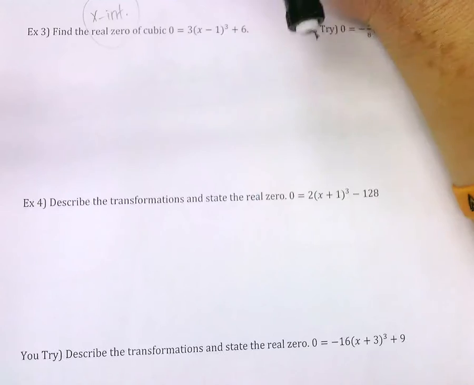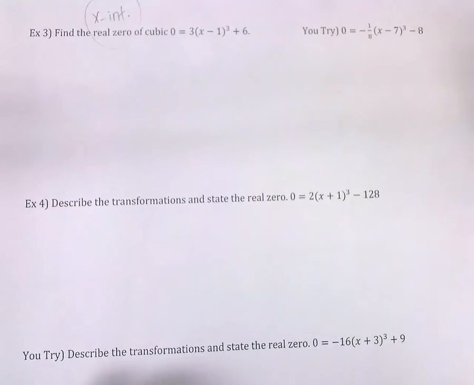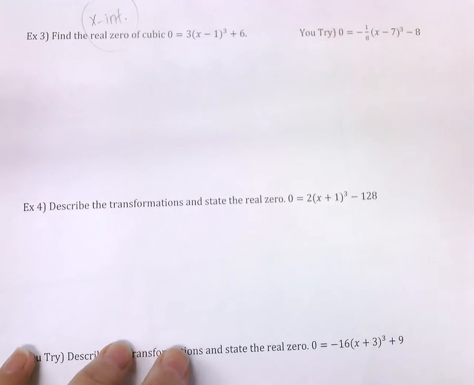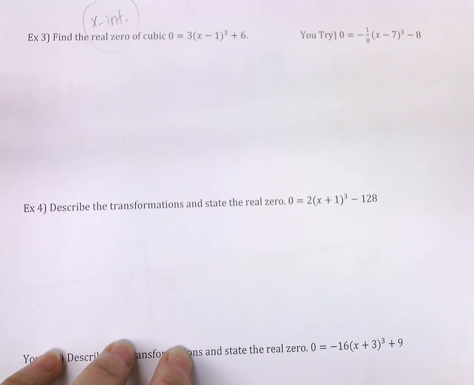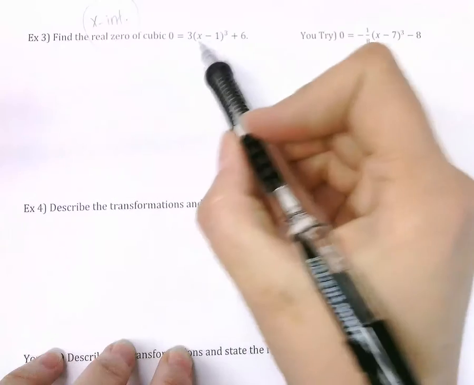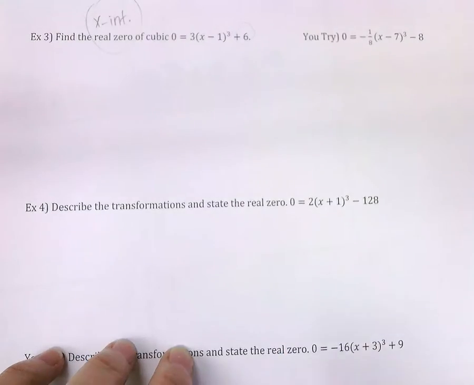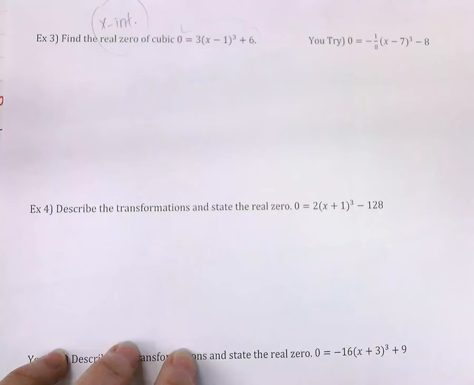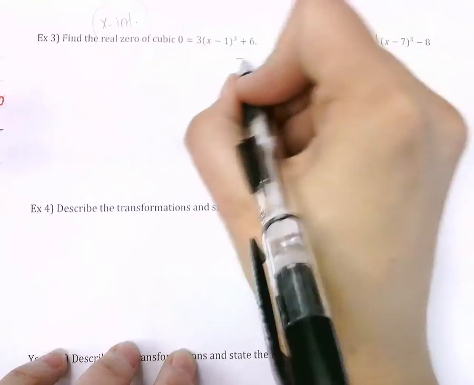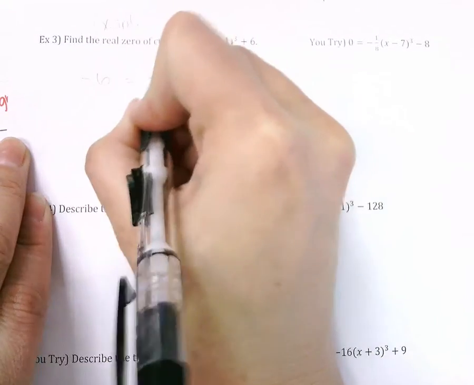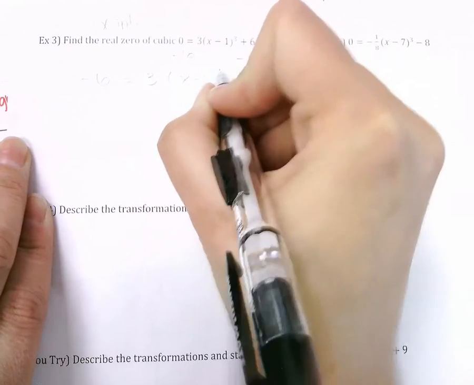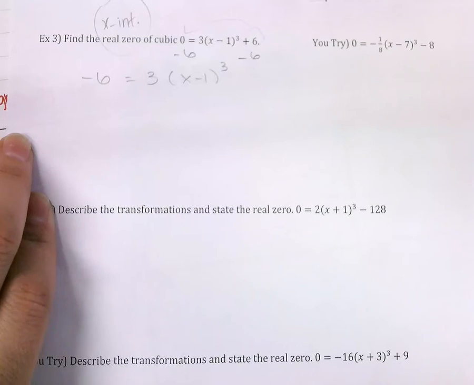How do you get negative? So we're going to solve this similar to how we would solve a regular linear equation. In general, we want to get x by itself. So I'm going to start with this number. Whatever this number is, we want to move it over there. So we're going to subtract 6 from both sides. So I get -6 equals 3 times the quantity of x minus 1 cubed.